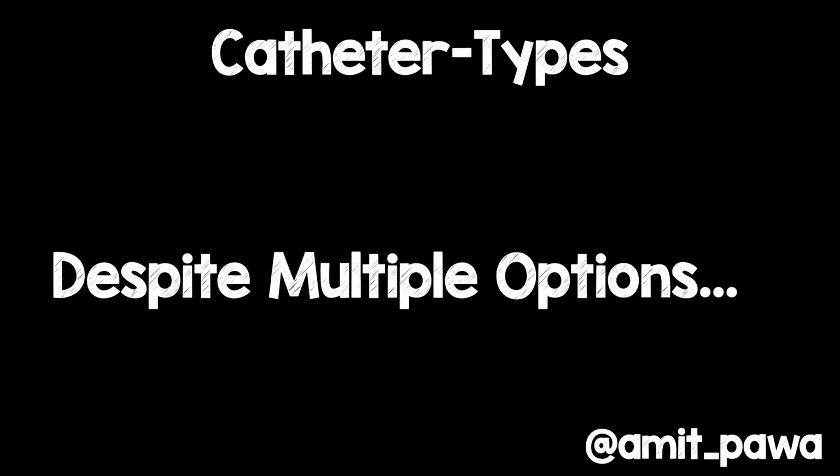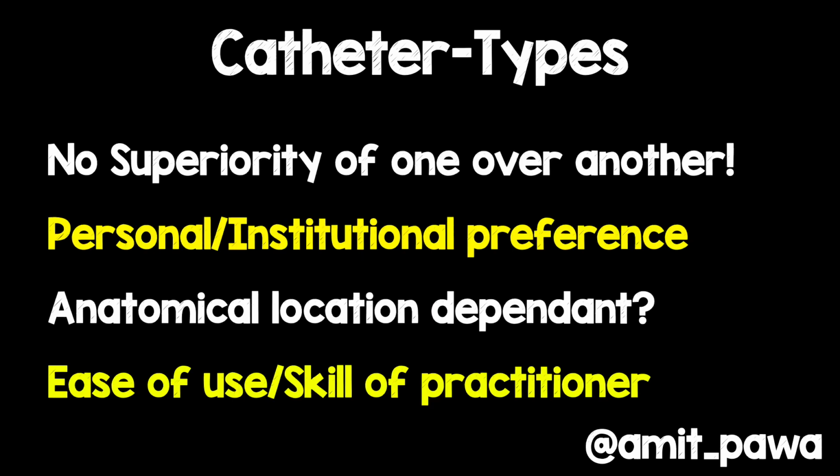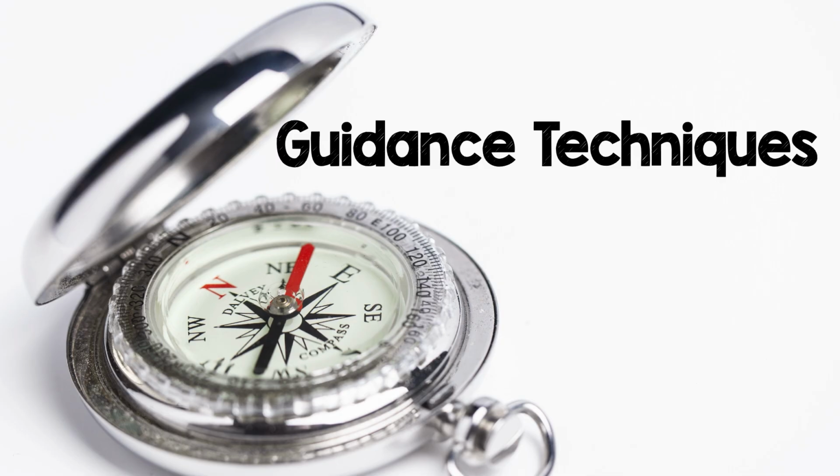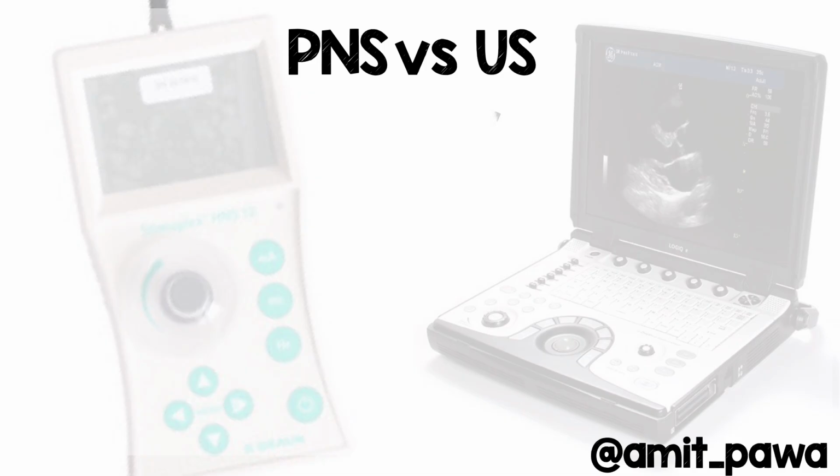So what we concluded was, despite the multiple options of catheters that are out there, there was no superiority of one catheter over another. It depended really on personal and institutional preference, the anatomical location, and the ease of use or skill of the practitioner. So now, moving on to guidance techniques.